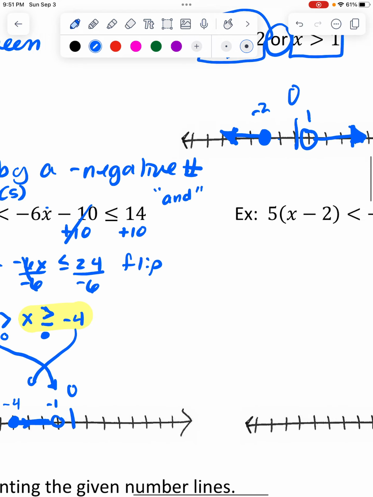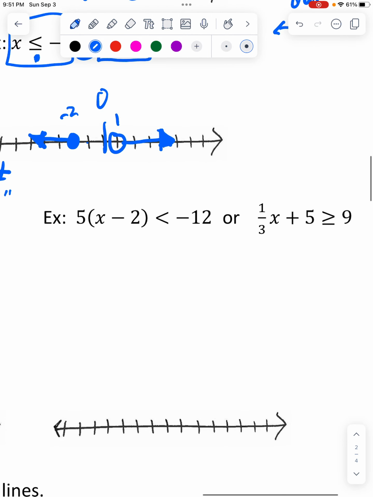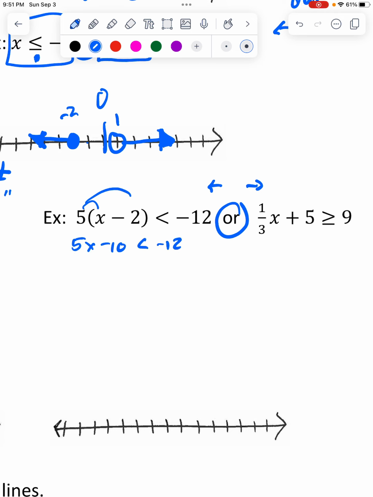They're in between. This is an or statement, so I'm going to go ahead and just solve each of them and graph them, thinking that most often, not every single time, I'll end up with two little arrows going off to the side, like in a boat. So I go back to just my regular algebra skills, 5x minus 10. I add that 10 to both sides. I end up with 5x less than negative 2.